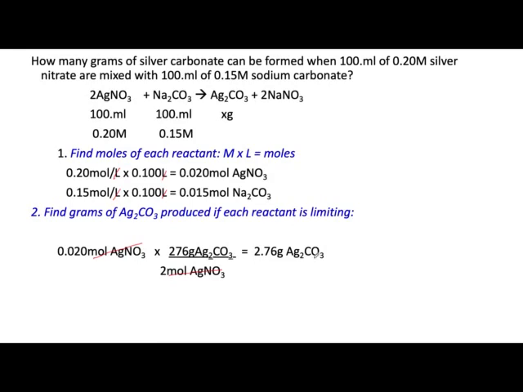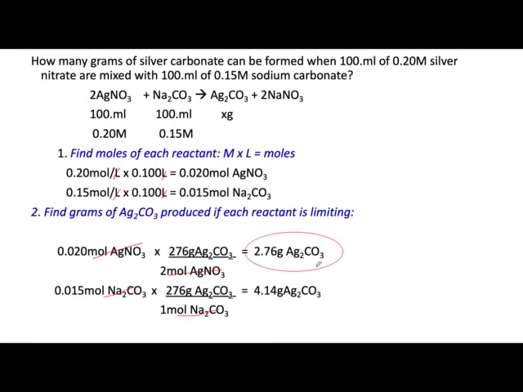Now I'm going to repeat this process using the sodium carbonate instead of the silver nitrate. And when I do that, you notice again, canceling everything out that I can, I wind up getting a larger mass of silver carbonate. But we know that the smaller mass is really going to be the one that I can make, and this is my theoretical yield. And the theoretical yield comes from the limiting reactant, which must be the silver nitrate. So the answer to the question would be 2.76 grams of silver carbonate. End of the show.